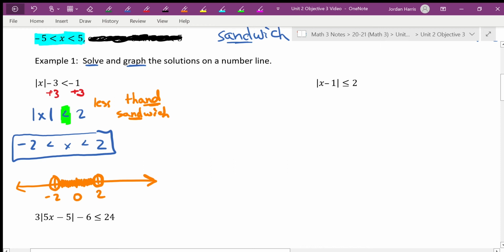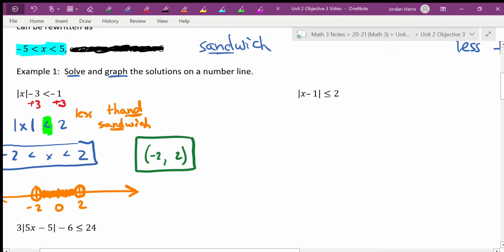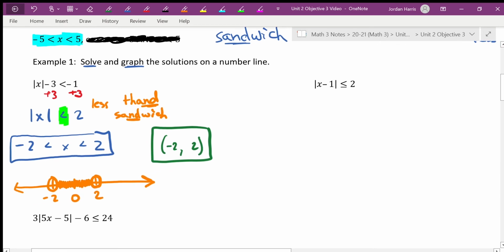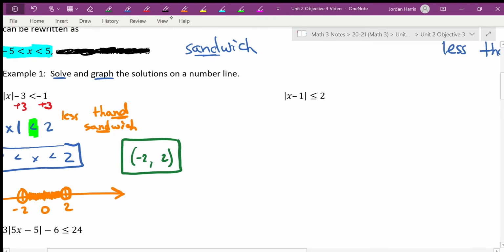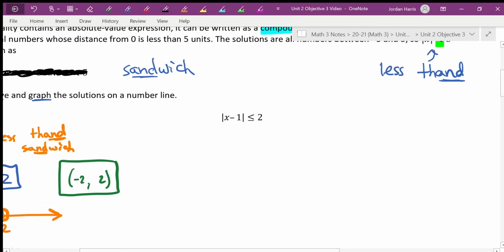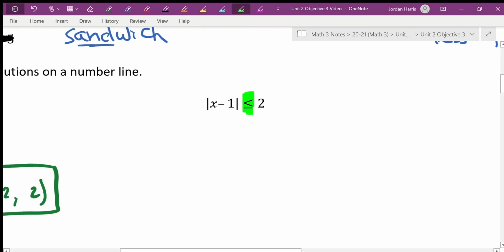Also, we can write this using interval notation. Since it's not included, it's (-2, 2). That would be interval notation. You can technically write it either way, and I would accept it either way, so you can use inequalities or intervals. Most of the time, I make it inequality. So for the next one, I'm going to get my absolute value by itself, which it already is, and then I look at my symbol. Once again, less than makes a sandwich.